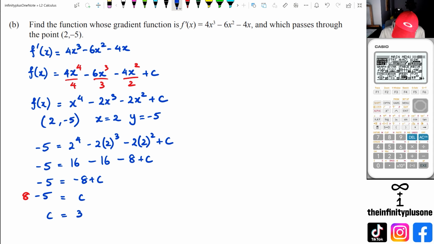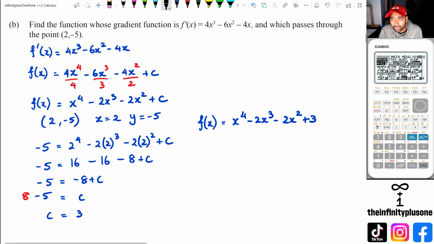So our original function is f of x equals x to the power of 4 minus 2x cubed minus 2x squared plus 3. Grades wise, we are looking at a correct antiderivative with c, which is achieved. So this right there is worth an achieved. And then for merit, we've got correct f of x including c, so this is going to be merit.